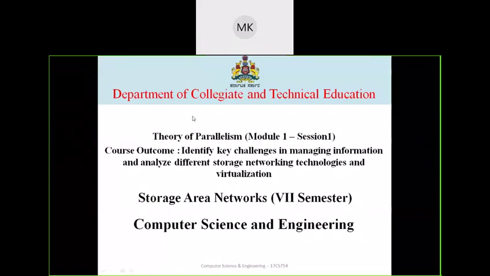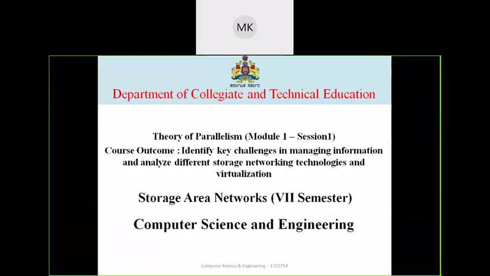Good morning, everyone. In today's class we are going to discuss storage area networks in computer science and engineering. Here we are going to learn how we can store data in different fields, how we can retrieve the information, and store it in one place.